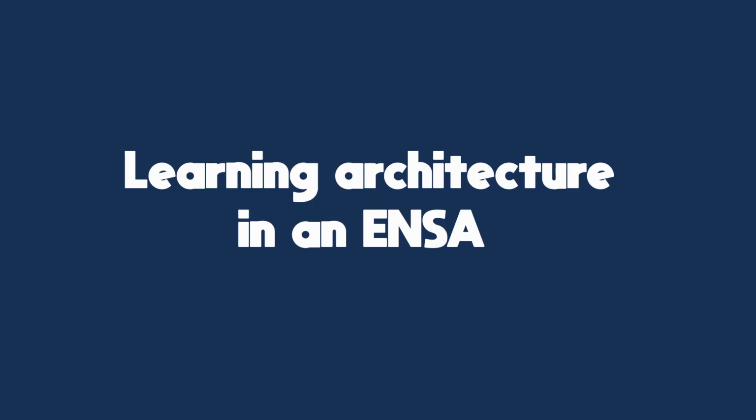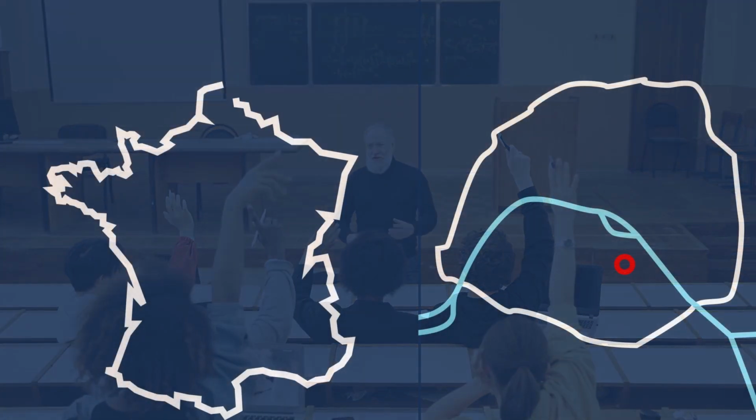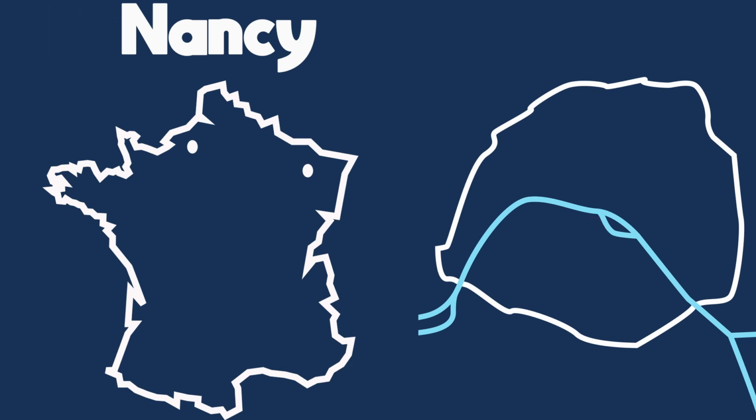Learning architecture in an ENSA. There are 20 of those ENSA on the French territory, spread across the whole country. Here are their names, acronyms, and the cities in which they operate.